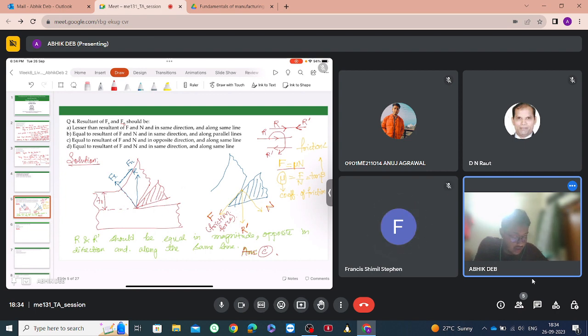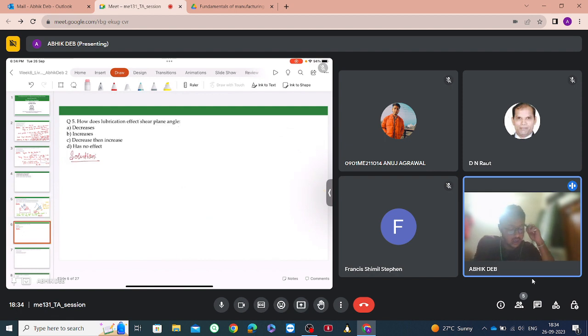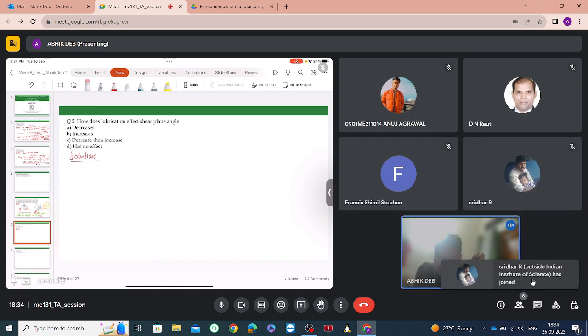So is it clear? Yes, sir. Okay, let's go to the next problem. How does lubrication affect the shear plane angle? Merchant has given a relationship between the shear plane angle, the rake angle, and the friction angle. Do you know what relationship that is? Can anybody tell me what relationship that is?